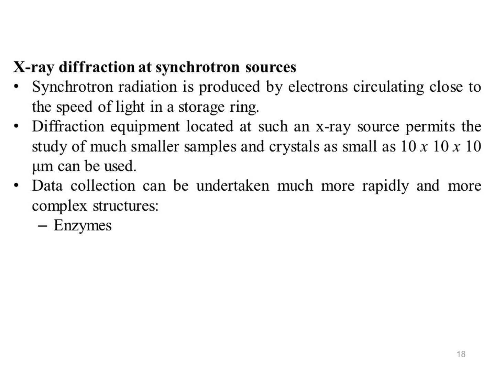X-ray diffraction at synchrotron sources. High intensity X-ray beams generated by synchrotron sources allow the structures of very complex molecules to be determined. Much more intense X-ray beams than are available from laboratory sources can be obtained by using synchrotron radiation. Synchrotron radiation is produced by electrons circulating close to the speed of light in a storage ring, and is typically several orders of magnitude more intense than laboratory sources.